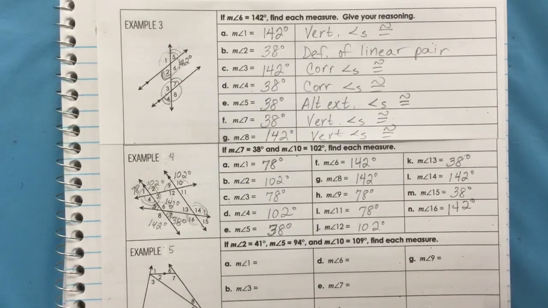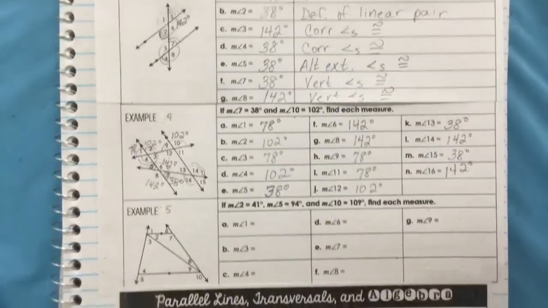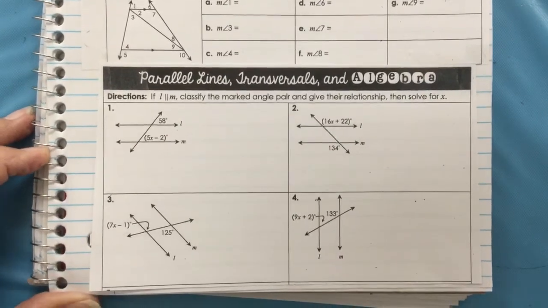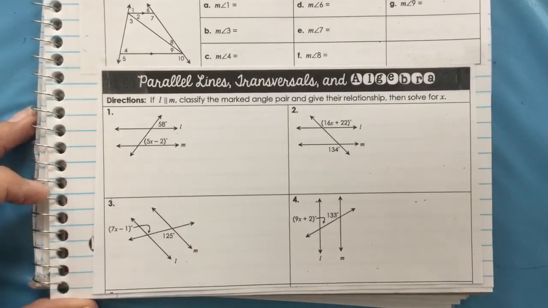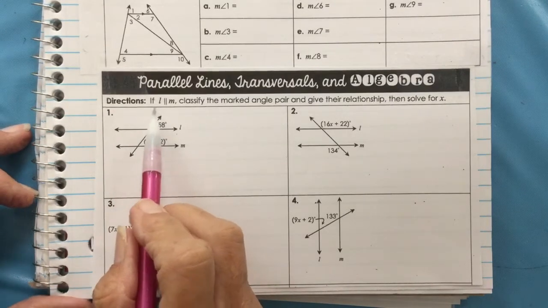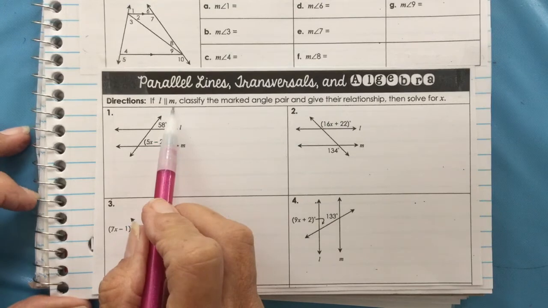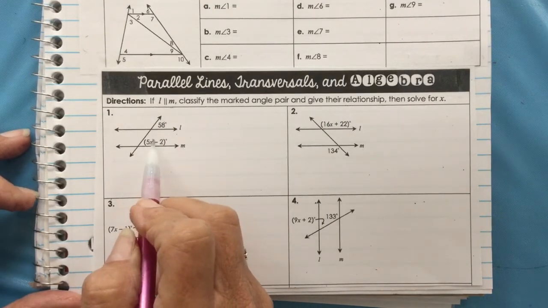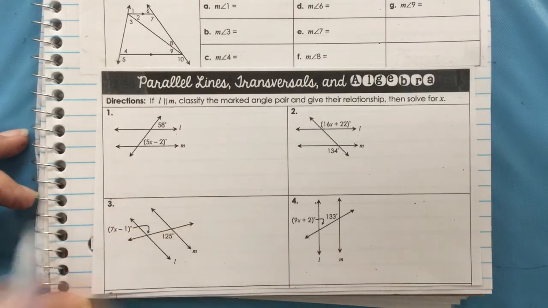Okay, I'm going to save that practice problem for you to try. And let's look at what happens when we have to use algebra to find our measures. So these two lines are parallel. See here it says L is parallel to M. So we're going to look at the angles, determine what they are, and find out what x is.